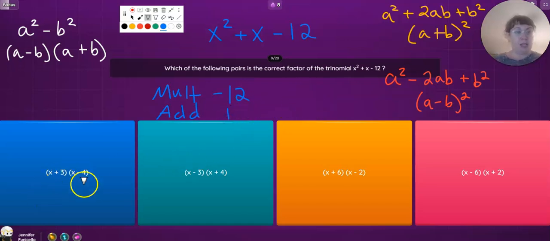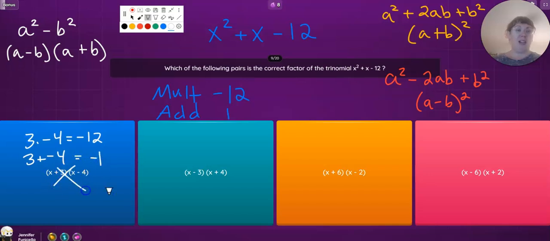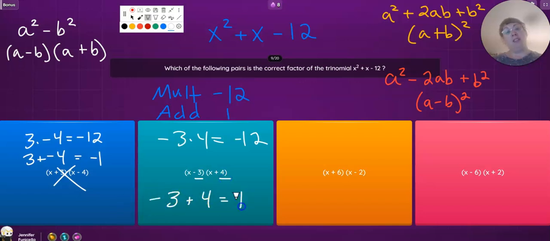So 3 and negative 4. 3 times negative 4 is negative 12. 3 plus negative 4 is negative 1. So that's not going to work. Negative 3 times 4 is negative 12, and negative 3 plus 4 is 1. So that one will work.